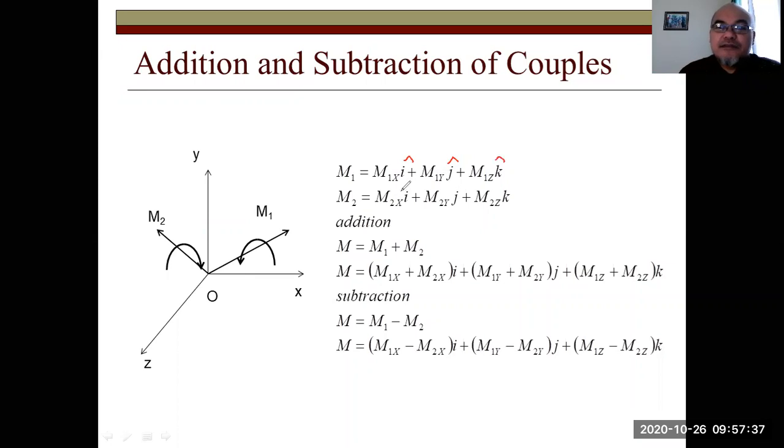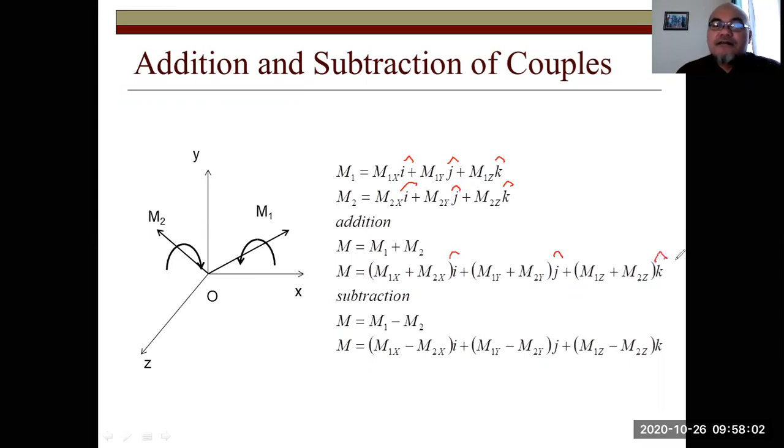And moment 2 equals m2x i plus m2y j plus m2z k. So when we add these two moments, it becomes m1 plus m2 equals m1x plus m2x i plus m1y plus m2y j plus m1z plus m2z k.